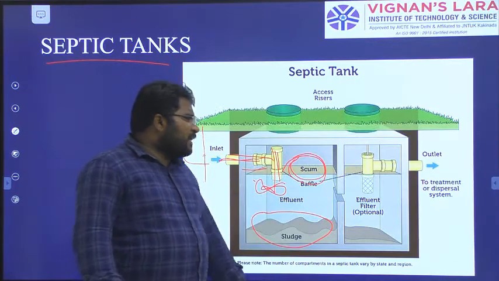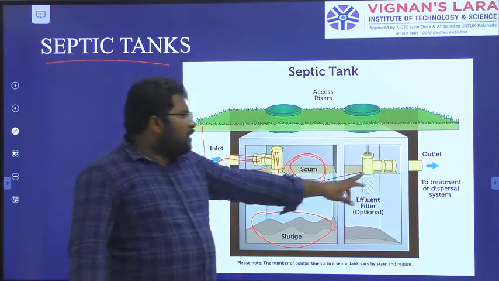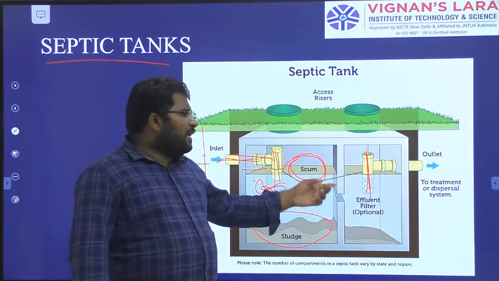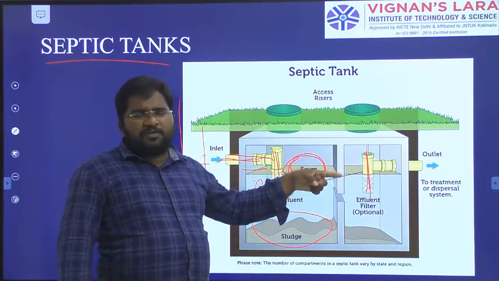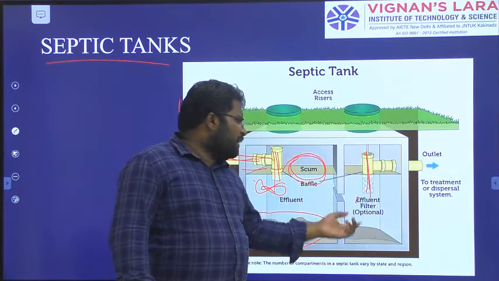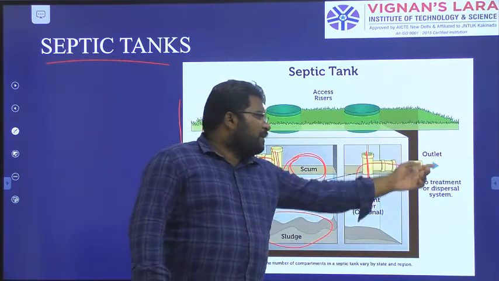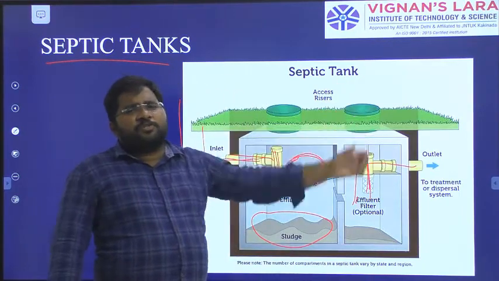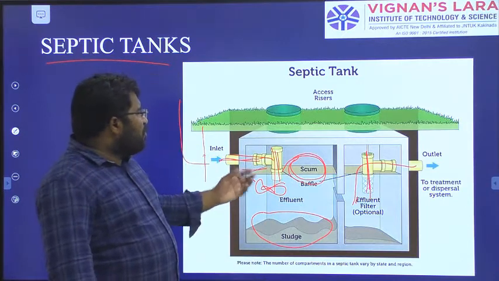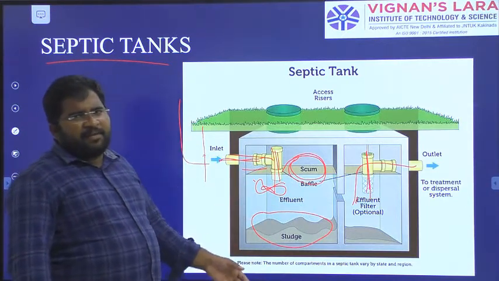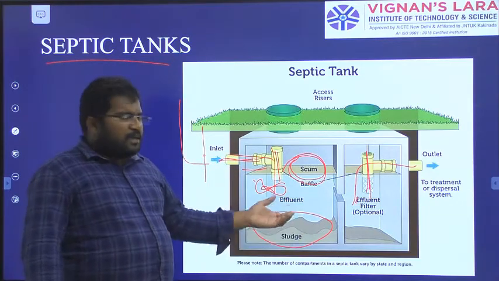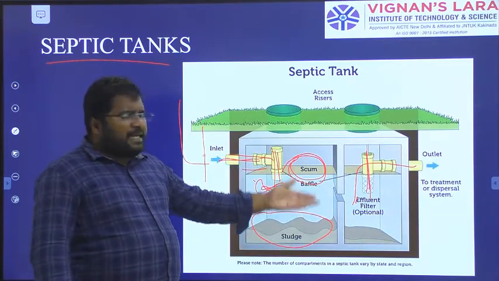Even in the case of the outlet, you can see we again provide a T, so the outlet cannot take the scum and discharge it. It should take only the effluent, that is the clear supernatant, which will be taken out and disposed of by some disposal method. Here no moving part is there, no supervision is required, no skill is required. It is a very simple thing.